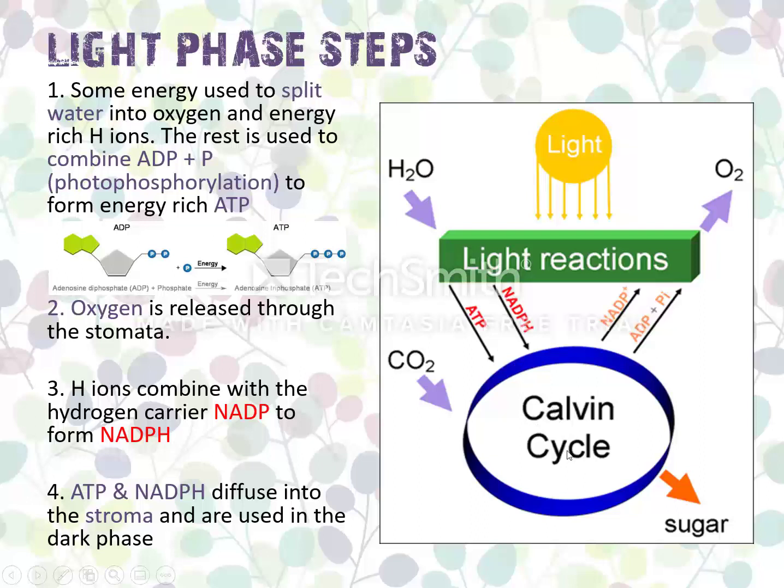This is calling it the Calvin cycle. For now, you just know it as dark phase. But those are requirements for the dark phase to occur. Okay, and that's all you need to know of that diagram.